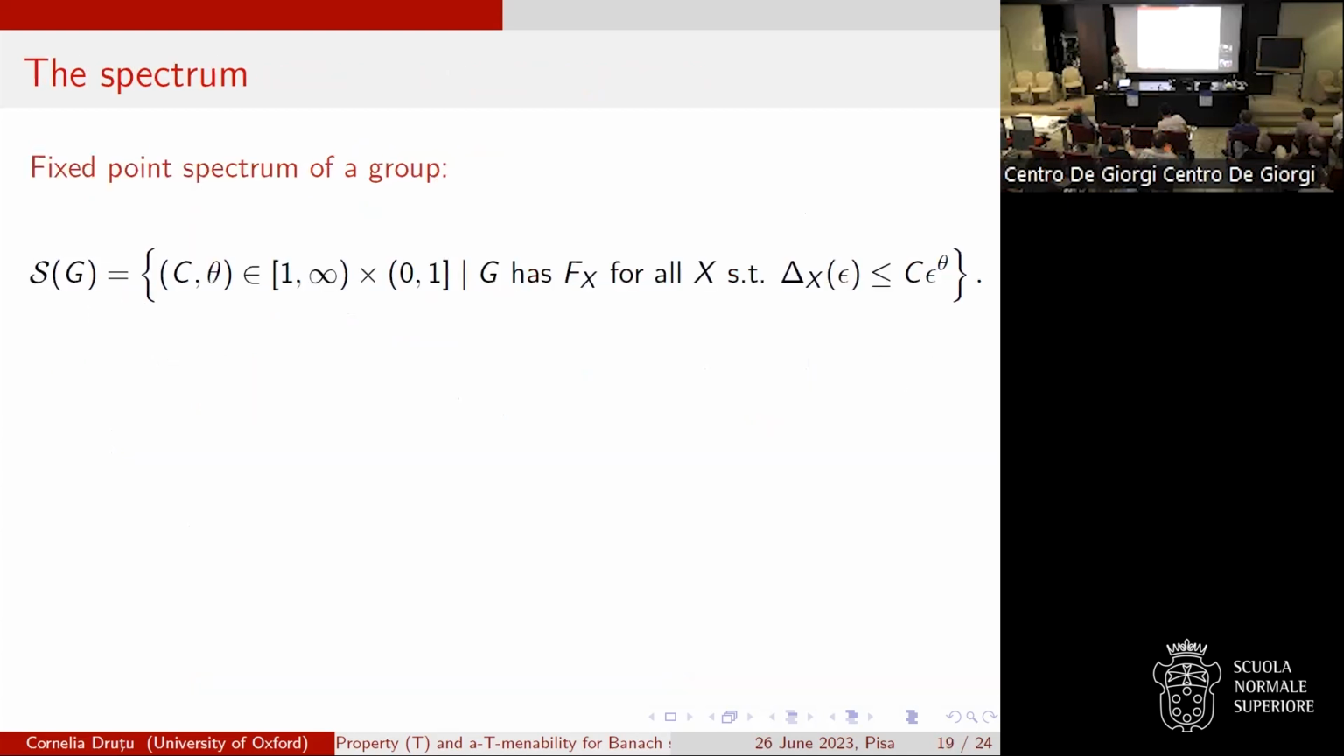And so here is the definition of the fixed point spectrum of a group. So we're looking at Banach spaces for which this contraction of the Markov operator is controlled by this inequality. And in this inequality, the constant C varies from 1 to infinity, and theta varies from 0 to 1. The Hilbert spaces correspond to C equal to 1 and theta equal to 1. And actually, this also covers affine uniformly Lipschitz actions on Hilbert spaces. So they are covered in the case theta equals 1 and C in the entire interval.